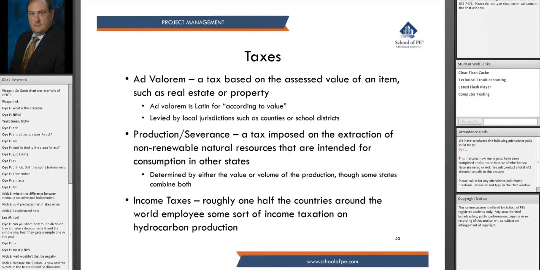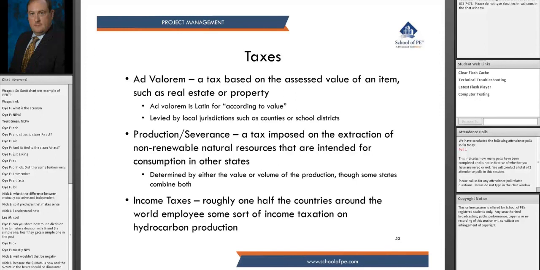The last bullet point, and that's the end of these slides, is income tax. And my note says roughly half of the countries around the world have some sort of income tax on hydrocarbon production. And that's true, but why only half? Because not all countries in the world have hydrocarbon production. That's why. So any place that generally has hydrocarbon production, even Greenland has taxes, even though there's no hydrocarbon production in Greenland. You got to pay taxes. So that is the end of the notes.